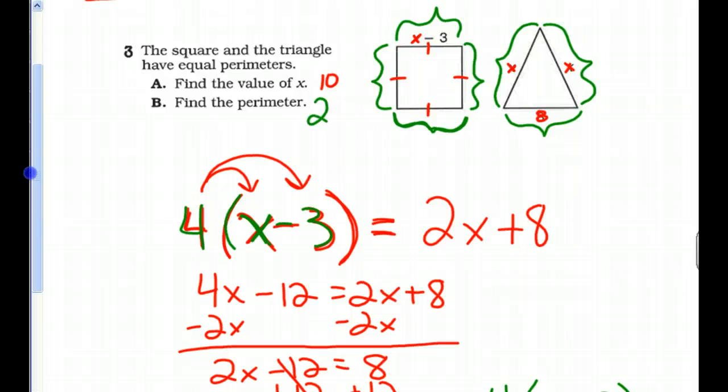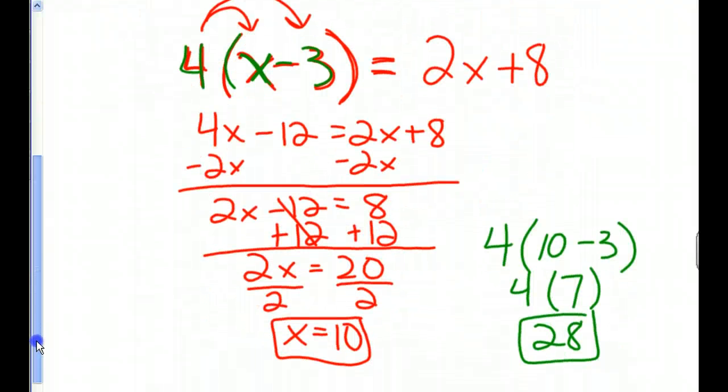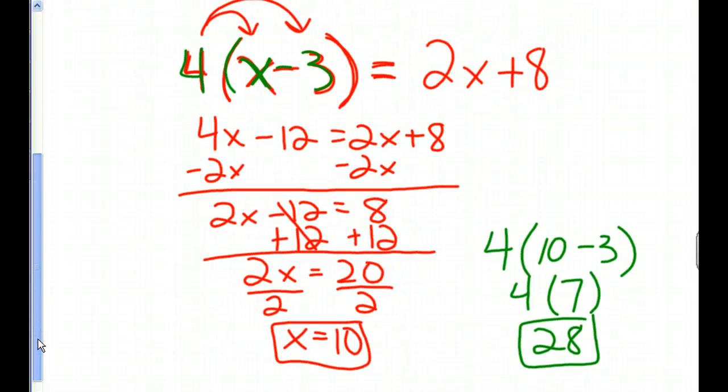Now, since the perimeter for the square is 28 and the square and the triangle are equal, both perimeters are 28. So you just did 2 problems in one, and you're done. Remember, all of these examples are on tonight's worksheet, so please use them to complete the worksheet.